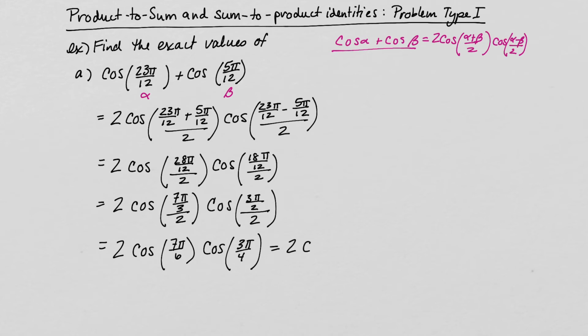So it's going to be 2, the cosine of 7 pi over 6 is minus root 3 over 2. And the cosine of 3 pi over 4 is minus 1 over root 2. So my 2's would cancel. Negative times negative is positive. So we just end up with the square root of 3 over the square root of 2. And you can leave your answer like that.